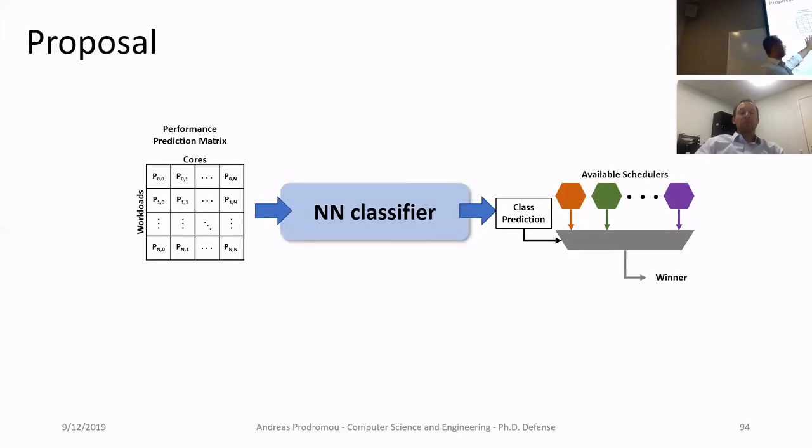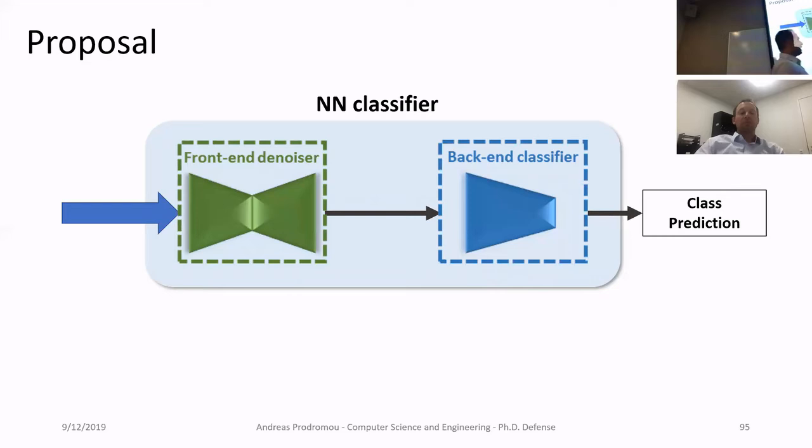At a high level, a performance matrix runs through a neural net classifier, and the classes correspond to the scheduler that should be used. If we zoom in, we have, as expected, a backend classifier, but we also propose a front-end denoising module, which is basically an autoencoder neural net. It works quite in the same way as image denoising. We assume that our 2D matrix is a grayscale image and prediction error is noise. So we try to run it through a denoiser, see what happens. We'll see results, but first let's take a look at the neural nets.